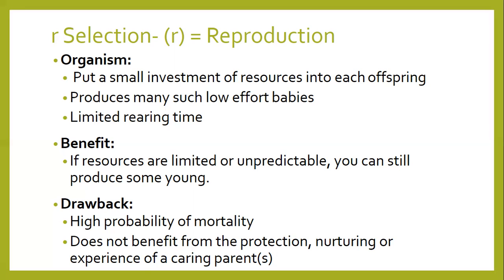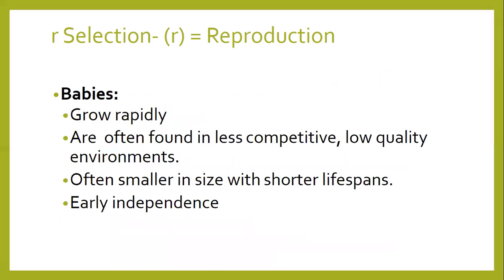The other drawback is that it doesn't benefit from protection or nurturing. Parents have the ability to pass down important information to their young, but R-selected species pass down somewhere between none to very limited information. They basically rely on DNA and what's written in the genes to teach that offspring how to behave in the world. R-selected babies grow rapidly, are often found in less competitive or lower quality environments, are often smaller in size with a shorter lifespan, and have very early independence.